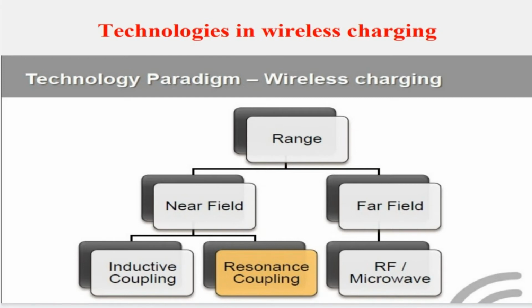So there are two possibilities. The range will be more or less. If the range is less, wireless charging can be done in two ways: inductive coupling and resonance coupling. Whereas if the range is more, then wireless charging can be done either by radio frequency or microwave.